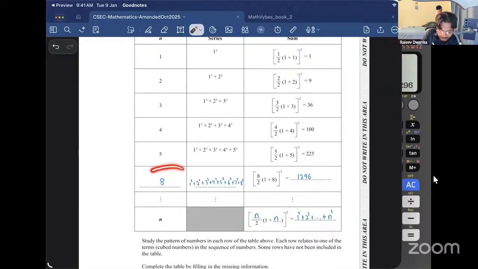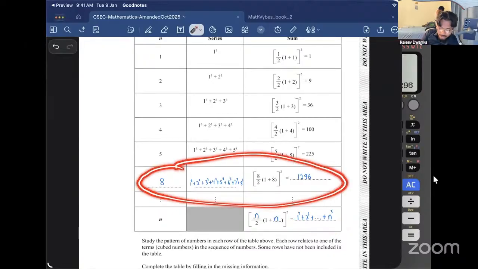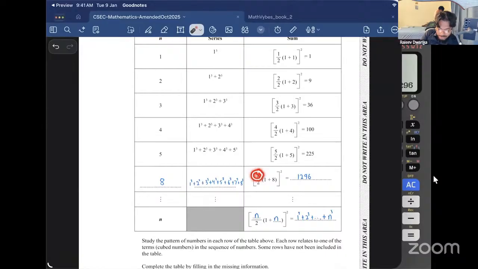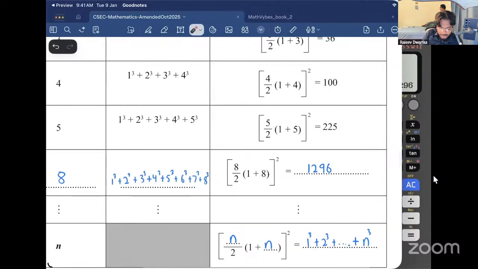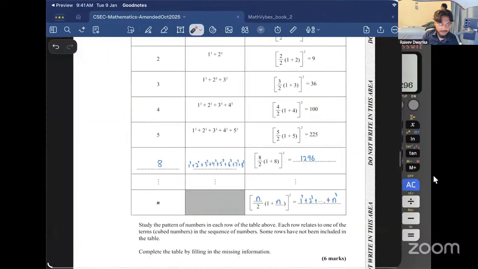Now when they're asking us to fill out this row, you can see that this is actually what n is. n is 8. So you'd have to add all the way from 1 cube to 8 cube, plug this into the calculator, and you get 1,296. And if you had some trust issues, when I add all of this up, it's supposed to get 1,296.